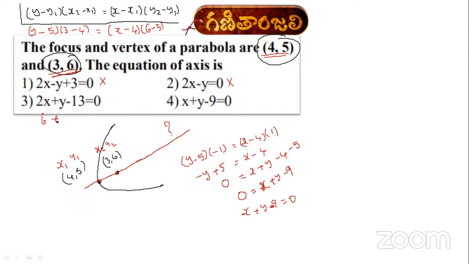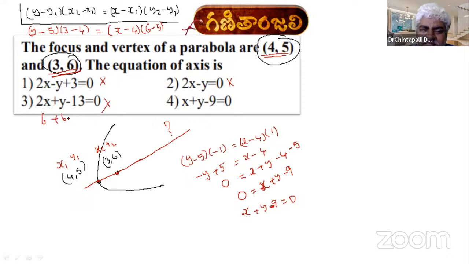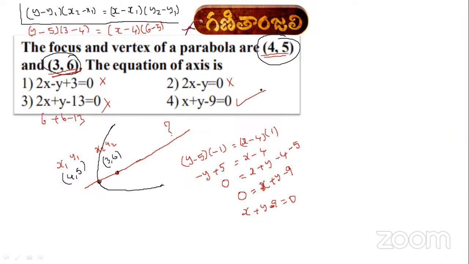No, 6. 3 plus 6. No, sir. 12 plus 13. It's not equal to 0. That's why it is not satisfied. Yes, sir, that's why option 4 is correct. Option 4 is correct, right? Good, very good.